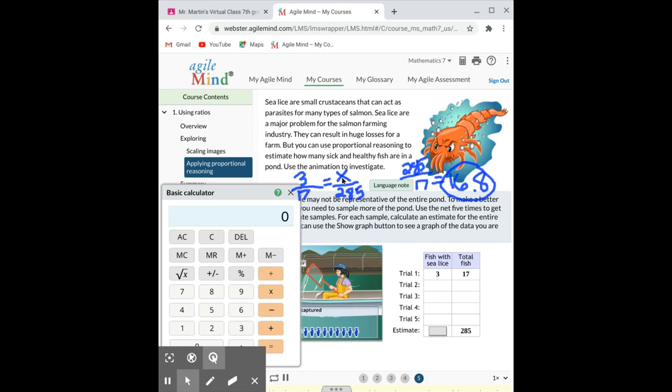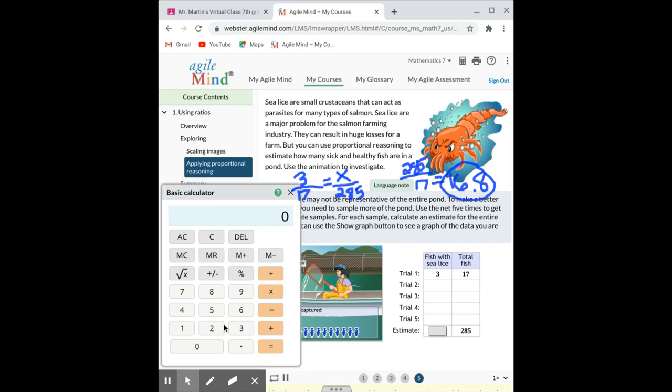To determine the number of sick fish, I got to do 16.8. Remember, scale factor is a number that will it be times 3? Good job. We're going to multiply it by 3 because the scale factor is the number that we use to enlarge or reduce our original figure. Okay? So when we do 16.8 times 3, that's not right.